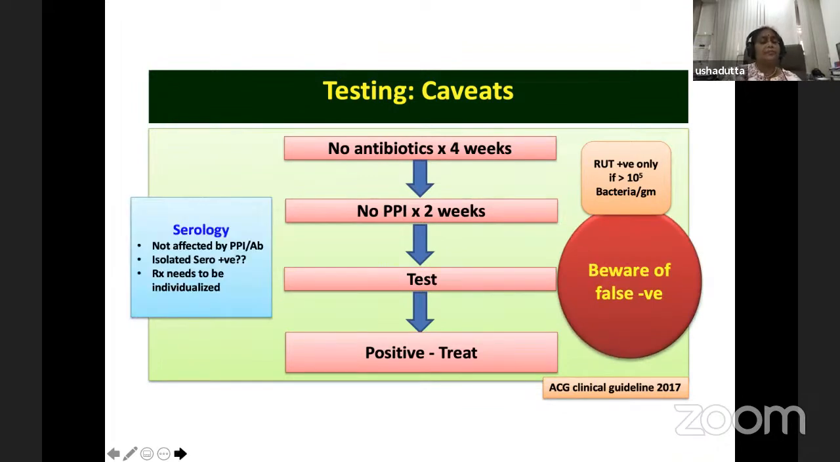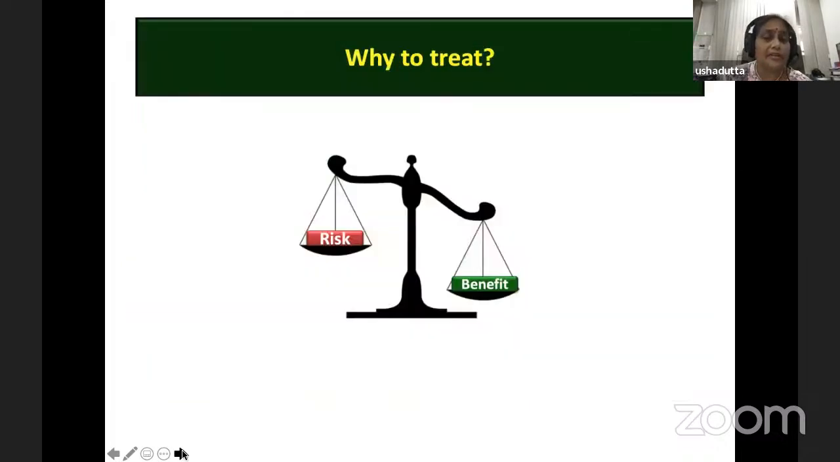Serology is not affected by PPI or antibiotics. So if you think that the patient has a high chance of having H. pylori and your tests are coming negative, in that subset, you can use serology to help you. And treatment needs to be individualized because it may mean a past infection.